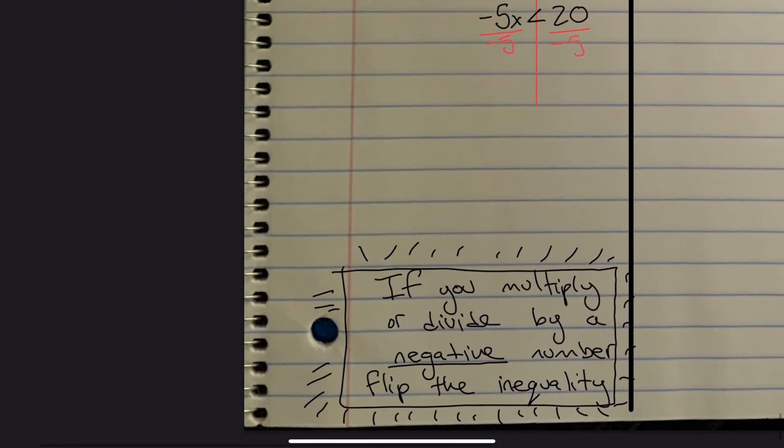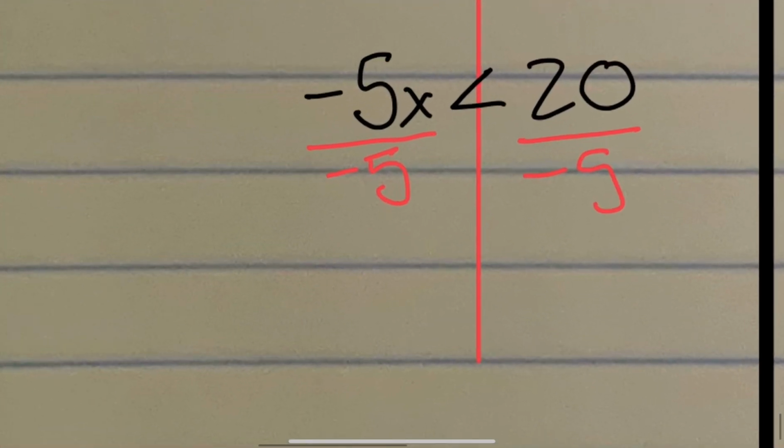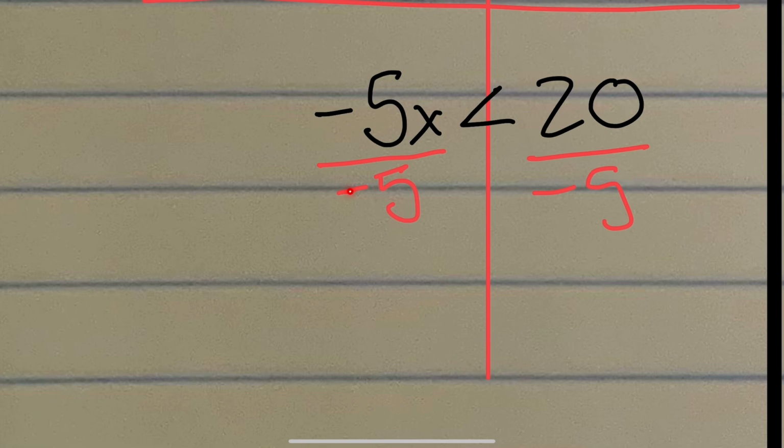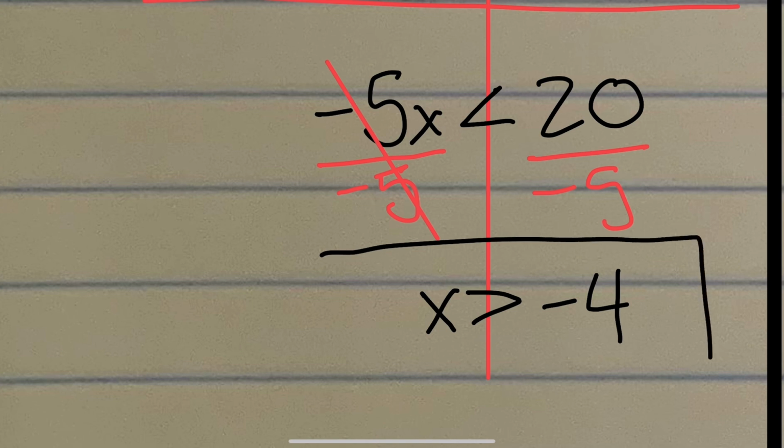So, let's take a look. Here, we're dividing by a negative 5. Since it's negative, when we follow through, we are going to need to flip the sign. So instead of less than, it's going to be greater than. Small difference, but it kind of changes things. So now we have 20 divided by negative 5, that's going to be negative 4. And that is going to be our answer. X is greater than negative 4.